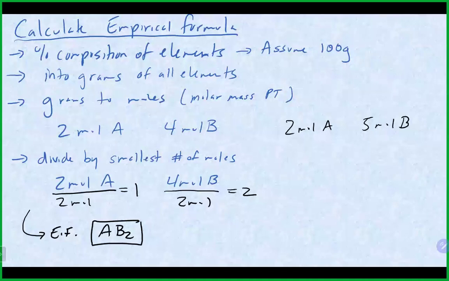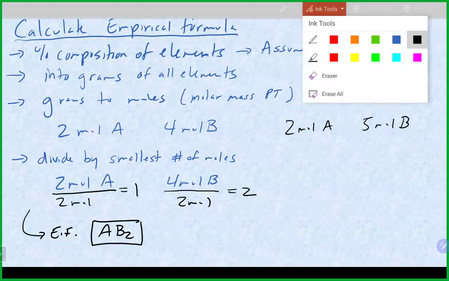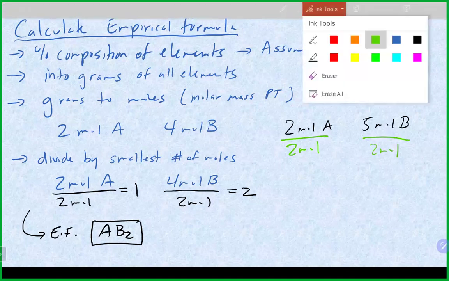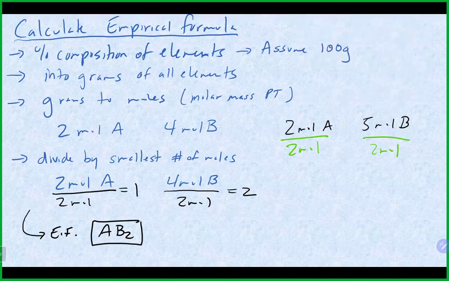Here, the smallest number of moles is still 2, so we would divide everybody by 2. So I'll divide this guy by 2 moles, and I'll divide this guy by 2 moles in this case, right? Now, when I divide those guys by 2 moles, I do get 1 here, but over here I get 2.5, yeah? And that would give me an empirical formula of A, B, 2.5.